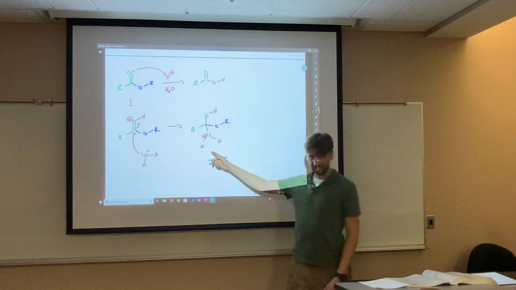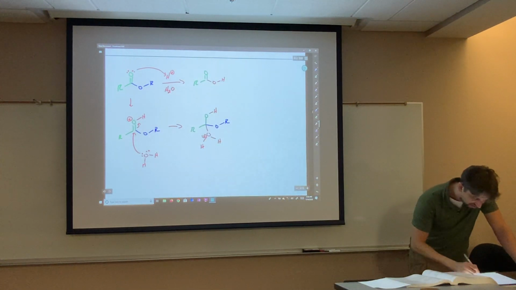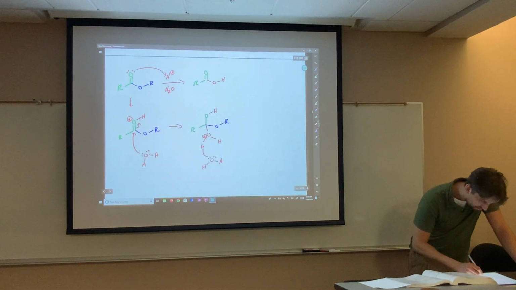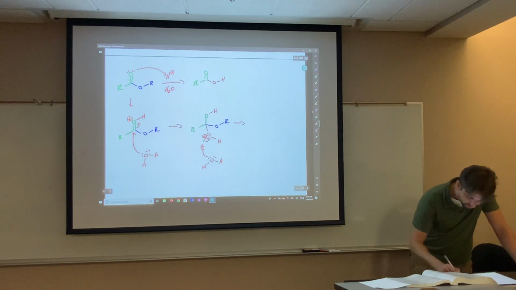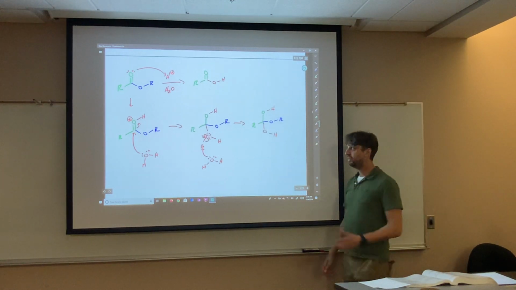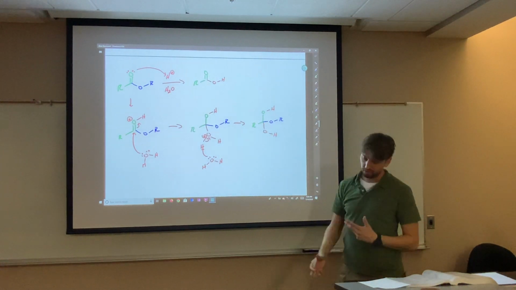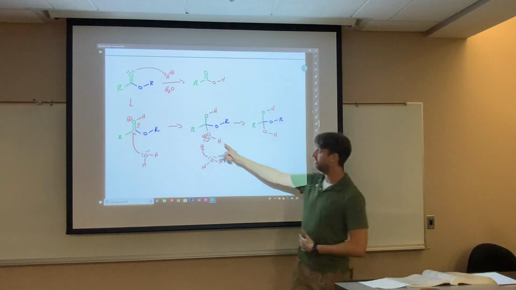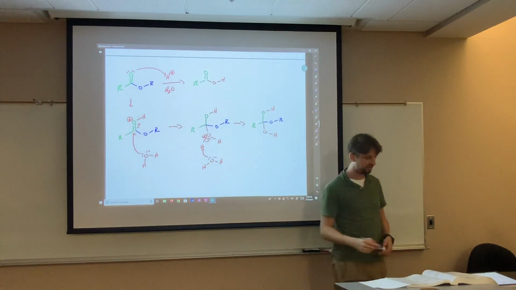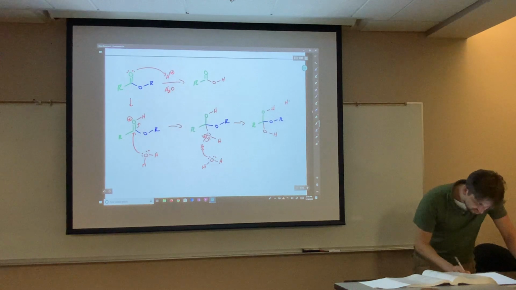So we do a little bit of cleanup here. Bring in some more water, because water is always around, for better or for worse, depending on what you're trying to do in the lab. Water is typically always there. Okay. Do I have a good leaving group to close the door? No. So I've got to make one. How can I make one? Well, I've got acid around here. I've got H plus around. So let's H plus it up.